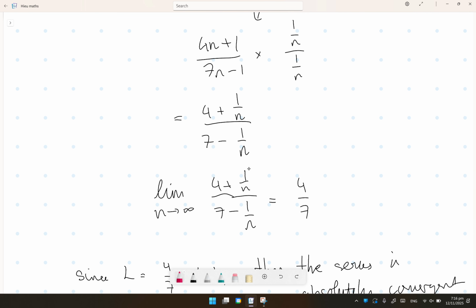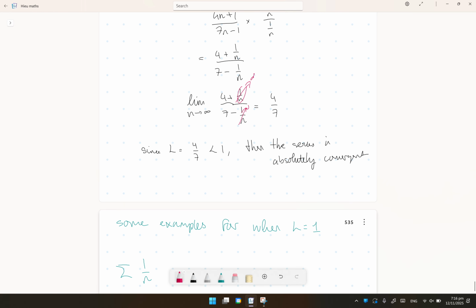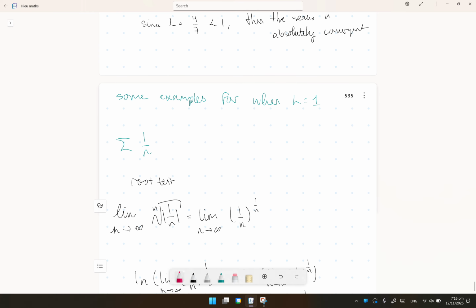You do the limit to infinity of that. These turn into 0. And then you get 4 over 7. And because the L is less than 1, then it's absolutely convergent. So it's the same idea.